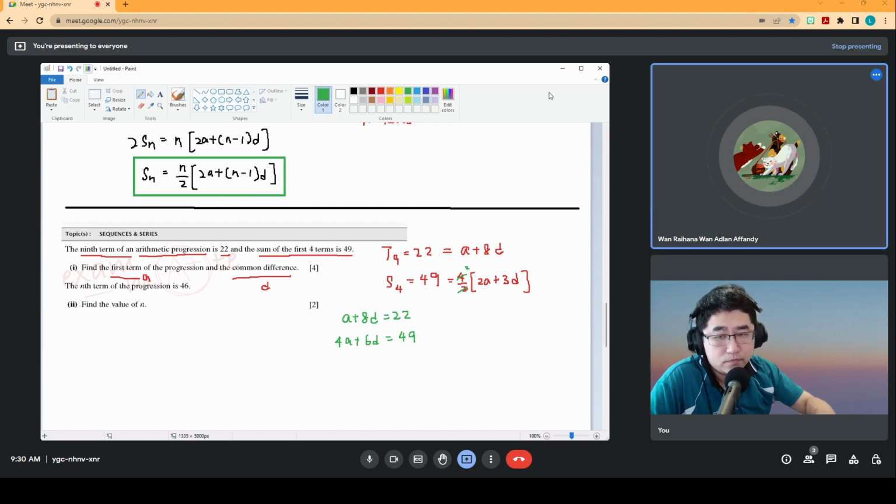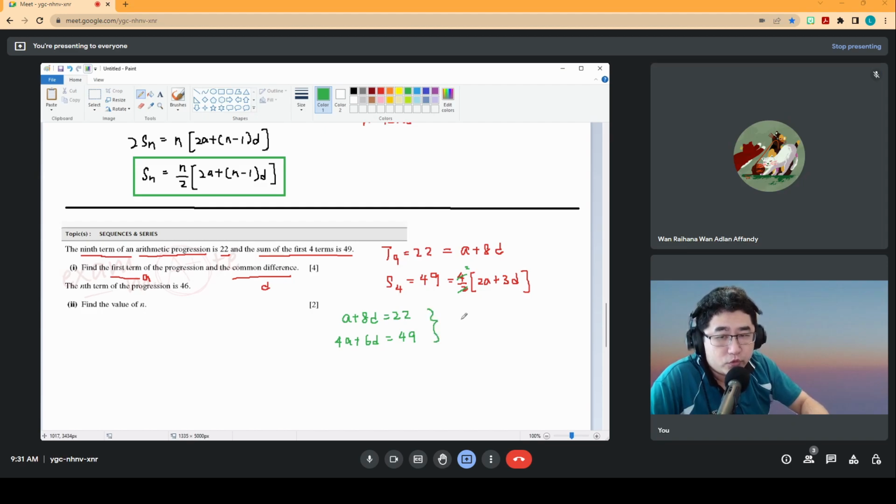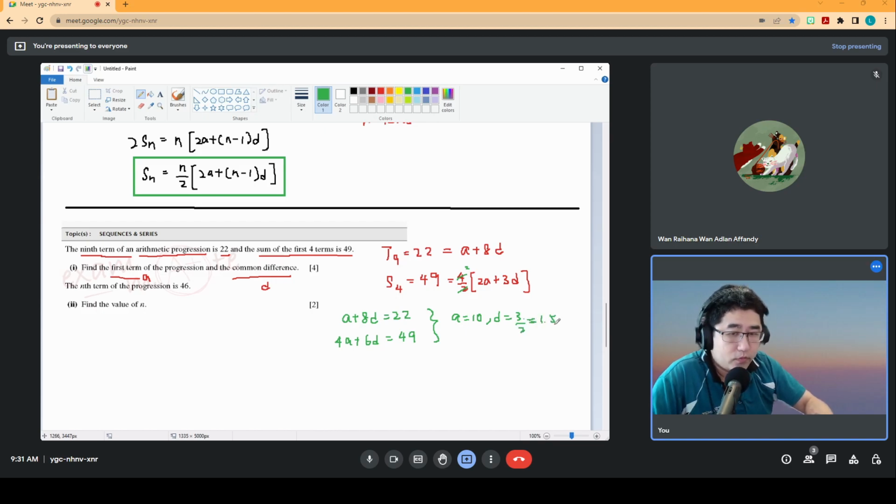Is it 10 and 3 over 2? Okay, you have 10 and 3 over 2. So A equals 10, D equals 3 over 2, or 1.5. You can see that the question is actually very straightforward. It all relies on your previous topic, back to chapter 1, algebra. We can see that this is a simultaneous equation, so what you need to do is just solve the simultaneous equation.